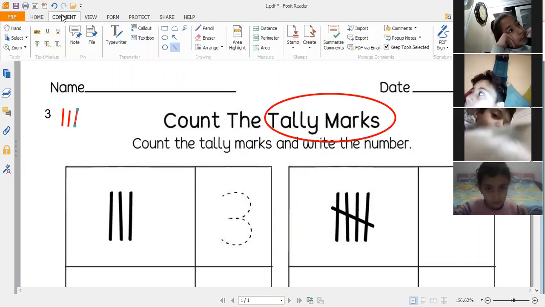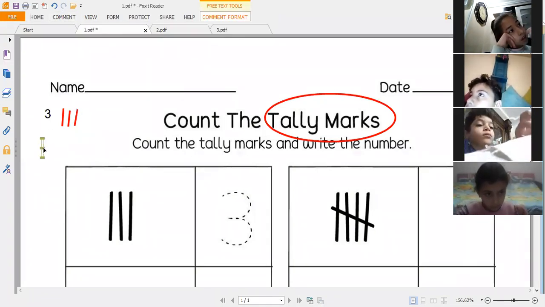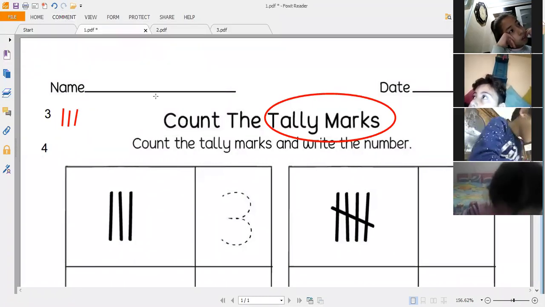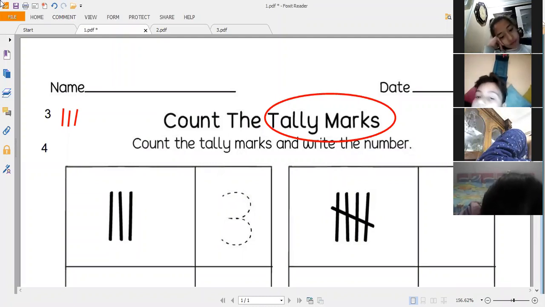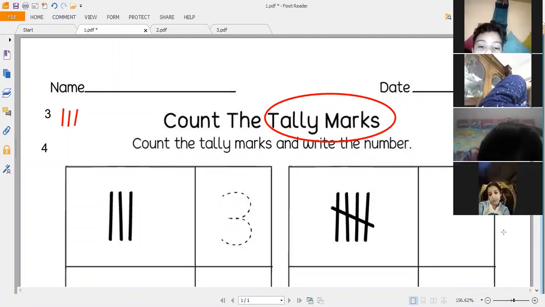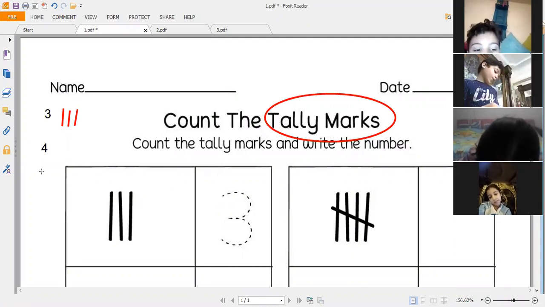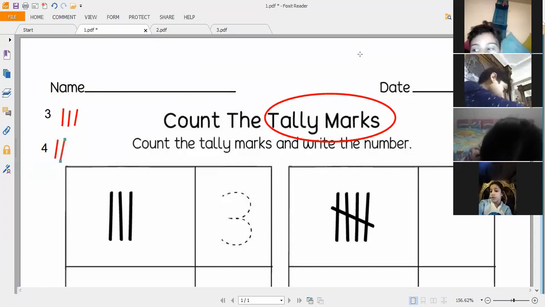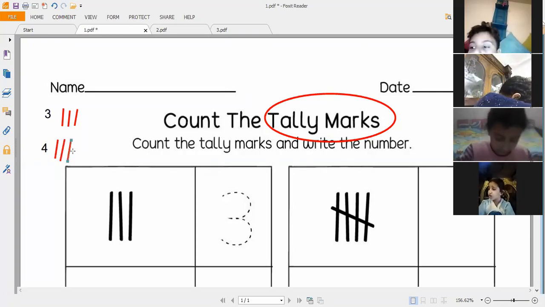For example, I want to represent number 4. So I will draw 4 tally marks. Look at the screen. I want to represent number 4, so I will draw 4 tally marks. 1, 2, 3, and 4.